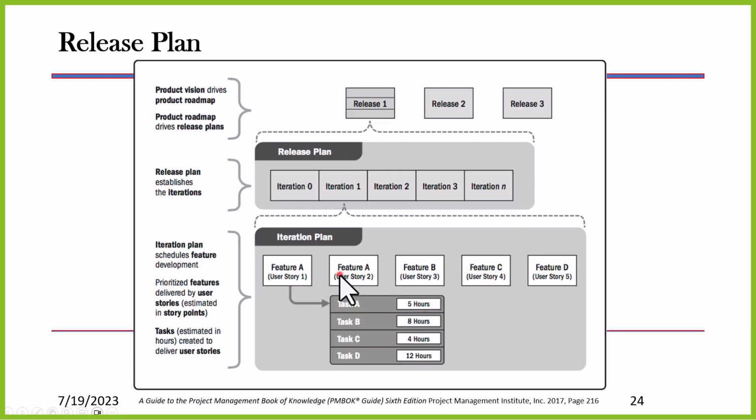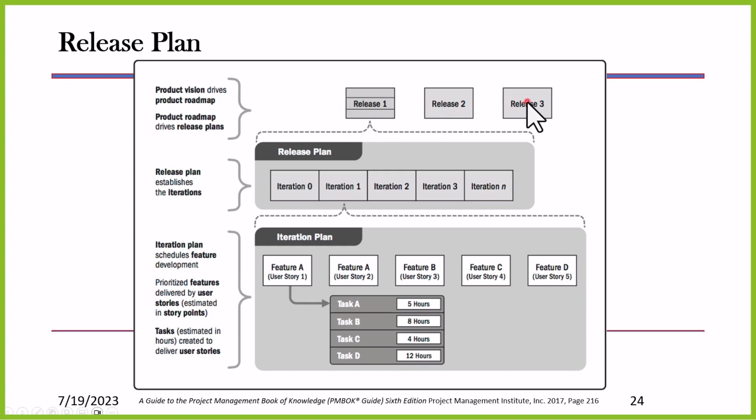Here's a pictorial view of a release plan. So we developed, first of all, our product vision. Now, the product vision is going to drive the product roadmap. The product roadmap is a plan of action, okay? A plan of action for how a product or a solution will evolve over time. So we take that product roadmap and we then create our release plans right here.